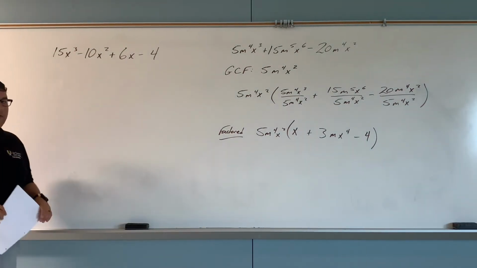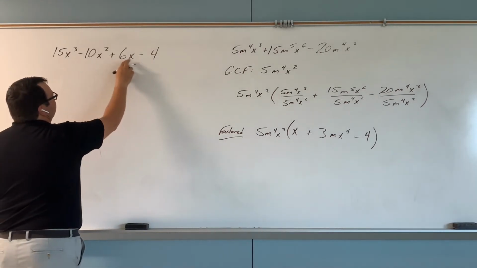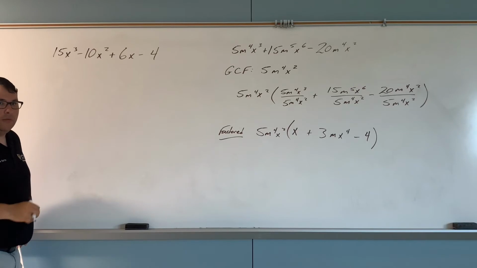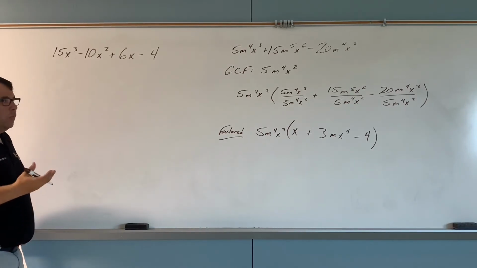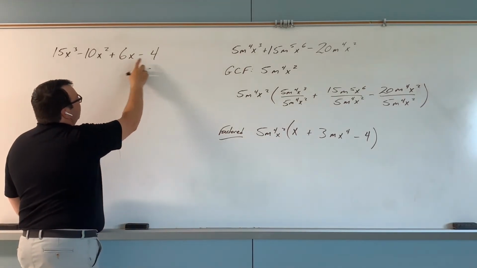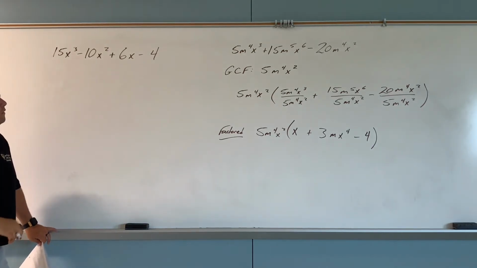And I have to ask myself, what is common here? I have 15, 10, 6, and 4. Well, there's nothing that's divisible between all of those terms. So there's no common coefficient that I could pull out. What about x's? I have an x here, here, and here, but I don't have an x there. Huh. So in this problem, there is no greatest common factor. So what do I do? It is factorable, but how?